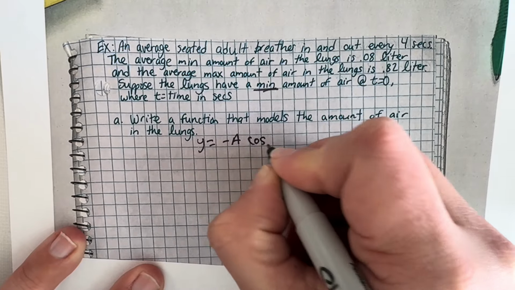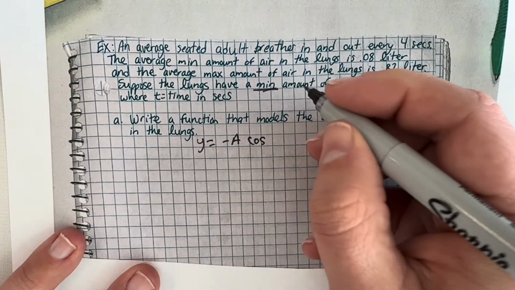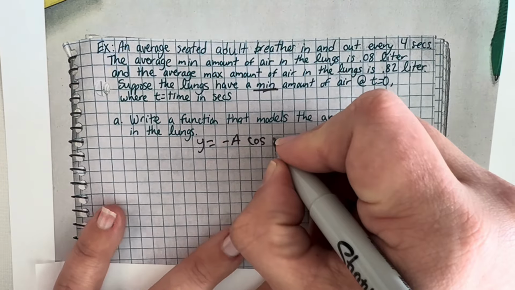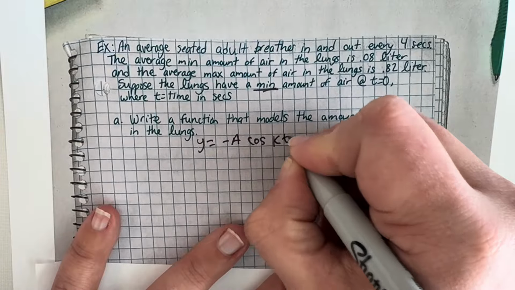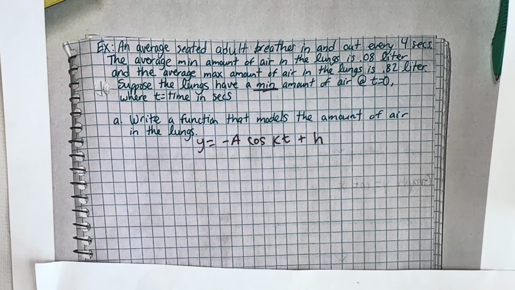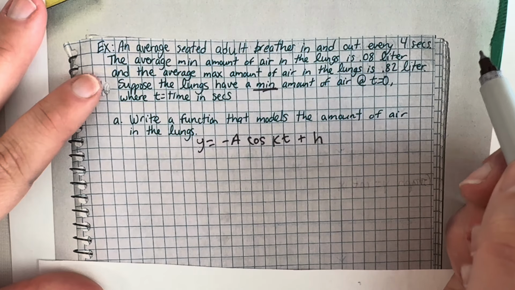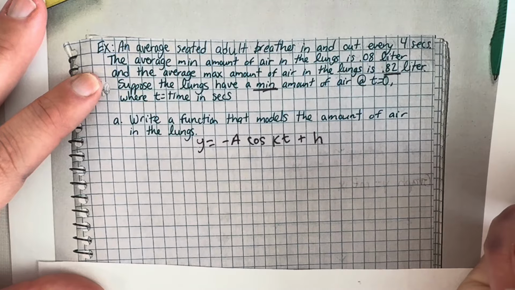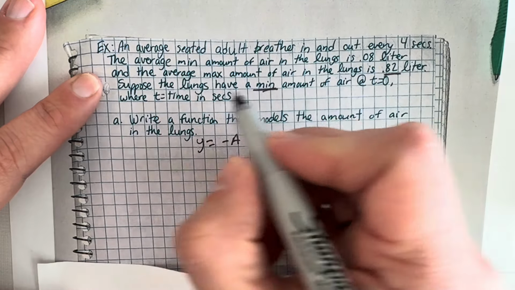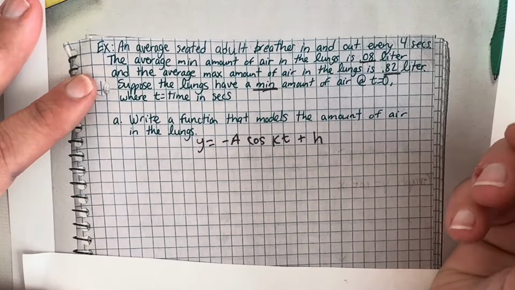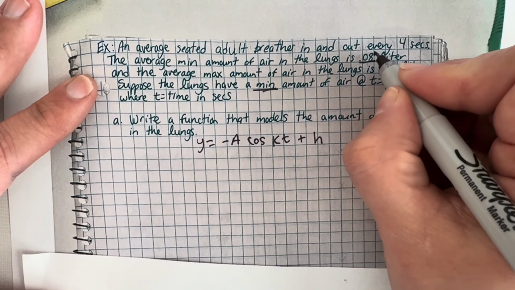A negative cosine, and this is the one I'm going to use, A cos(kt) plus h. I'm not going to have any sort of shift, because I know that my minimum happens at t equals 0. So now I need to find my a, my k, and my h. That k is impacting my period of time this happens in. My a: it tells me the max amount of air is 0.82. That's my max, and this is my min.